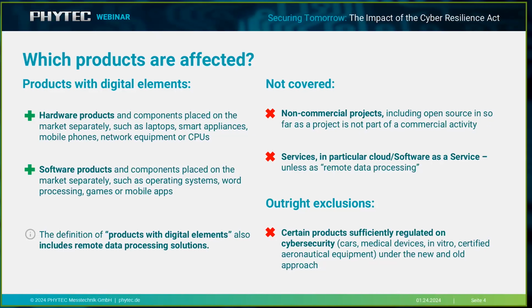Software as a service is not affected, but the backend is affected. The backend is the interface between the service and the user. Outright exclusions are other products which have their own regulation, like medical devices and specific aeronautics products; they have their own standards.